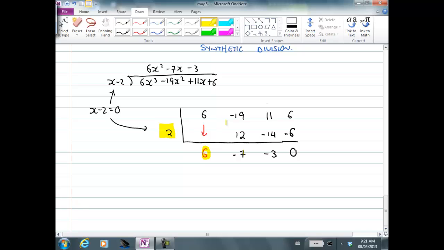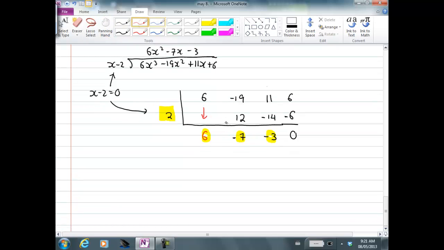What do these numbers represent? Your coefficients. The last number always represents your remainder. We always start backwards. This is your constant, this is the x, and this is the x squared. I always start backwards. So my answer is 6x squared minus 7x minus 3 with a remainder of 0.